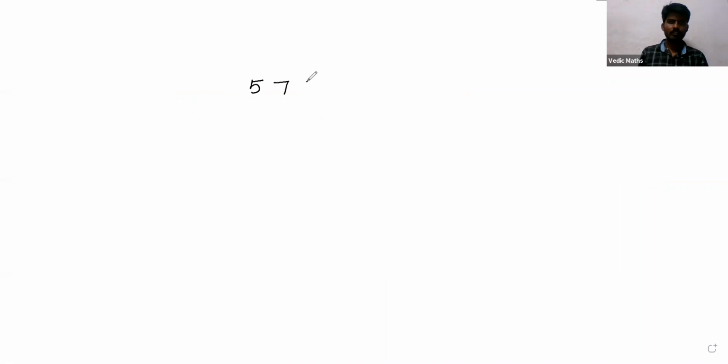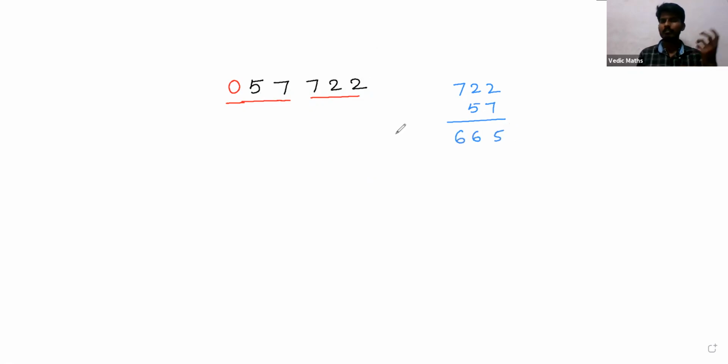57722. I take it here. Now if you mark 3 digits, this will be the other group. If you write 0 here, then it is also a 3-digit number. After that, now if you subtract 722 from 57, then you are getting 665. You will get. So in this case, let me take the first rule.